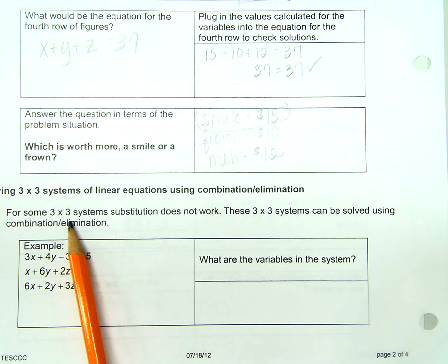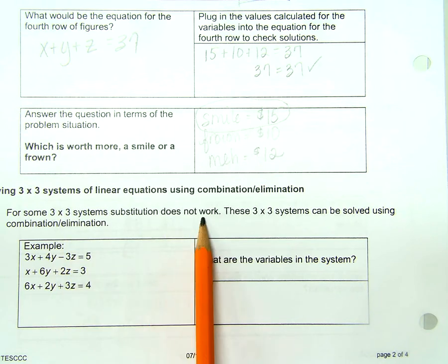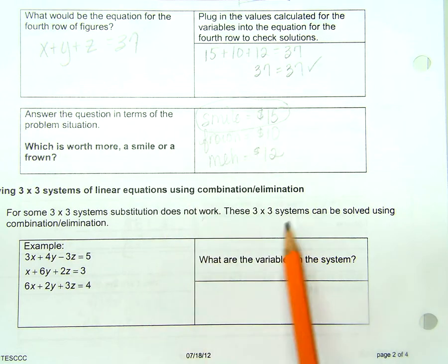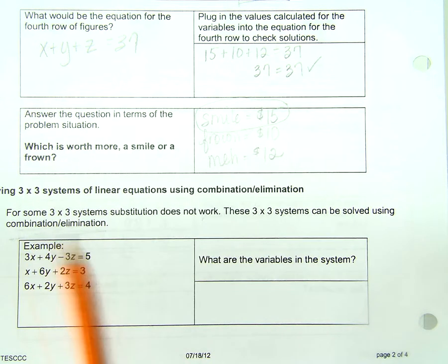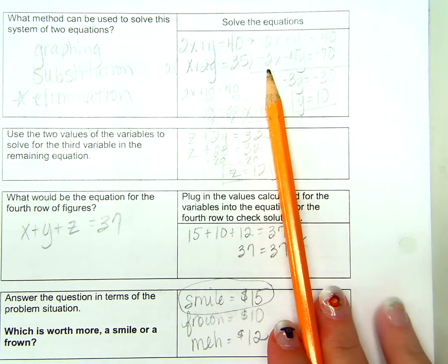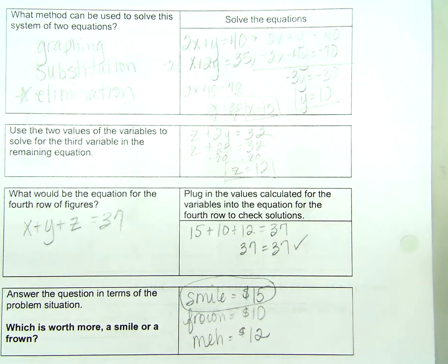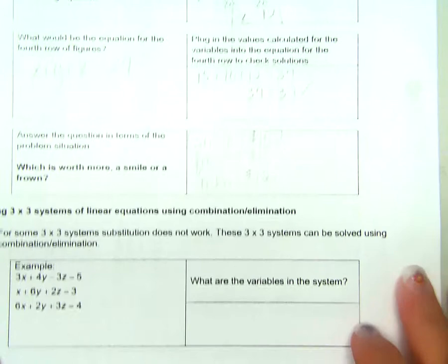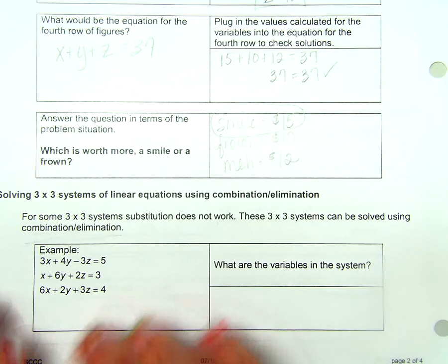For some 3x3 systems, substitution does not work. Okay? These 3x3 systems can be solved using combinations or elimination. I think they wanted us to use substitution up here, but you guys wanted to use elimination, so I went with what you wanted. Are you okay with that? Okay. So we're going to look at this example right here.